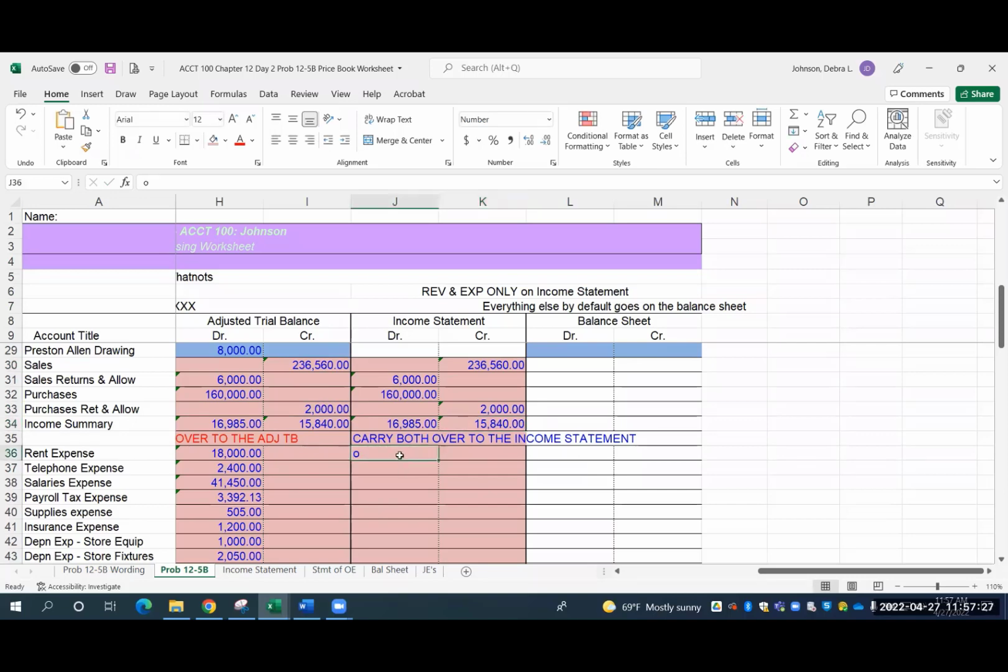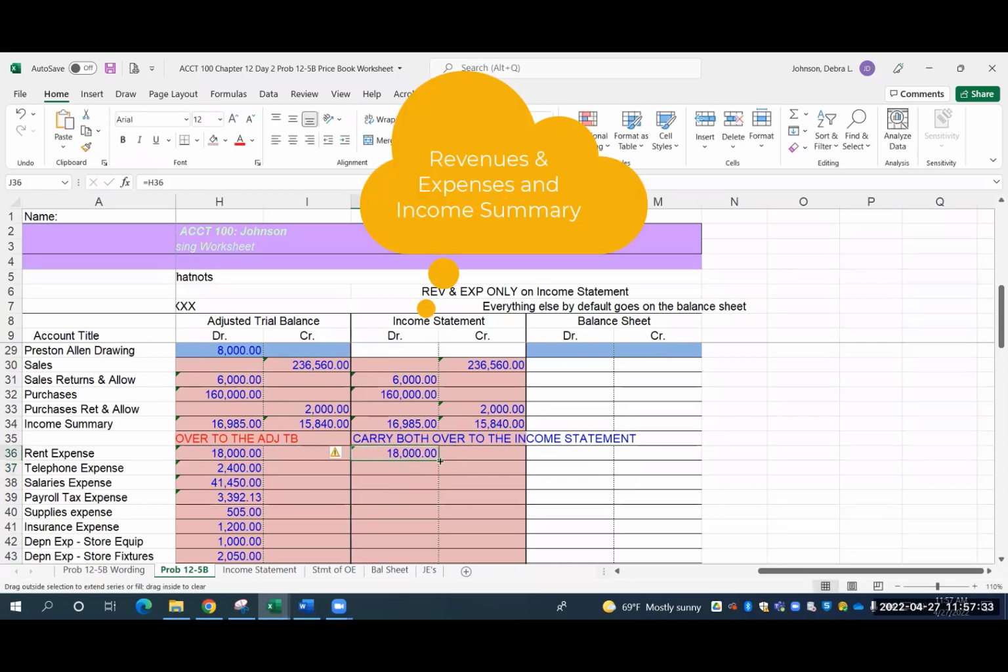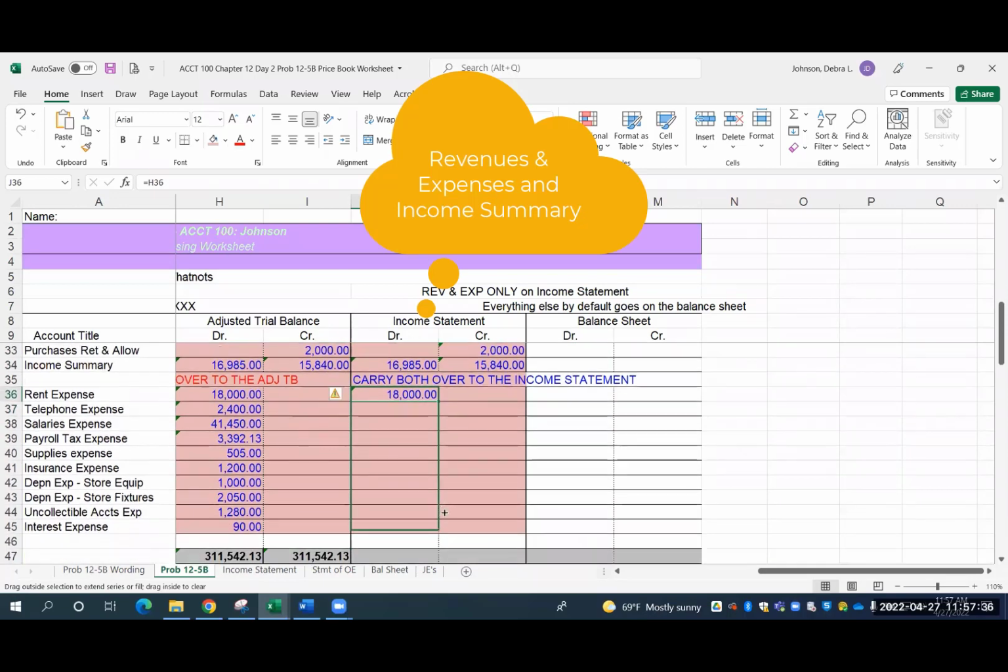And I'm going to go grab that rent expense. Once you grab that first one, you can use the copy feature to just drag that reference down. Or you can enter them each individually. And here's the moment of truth.